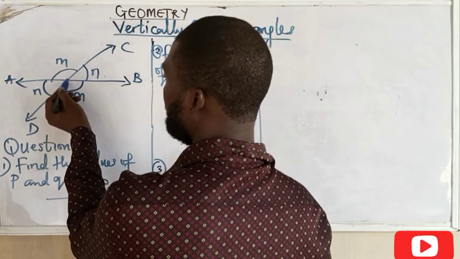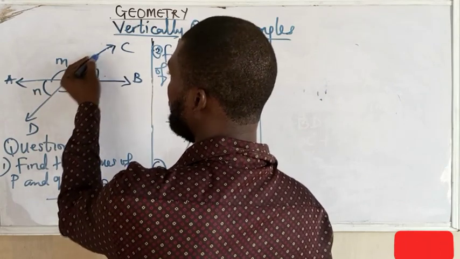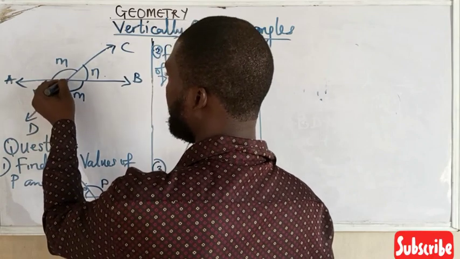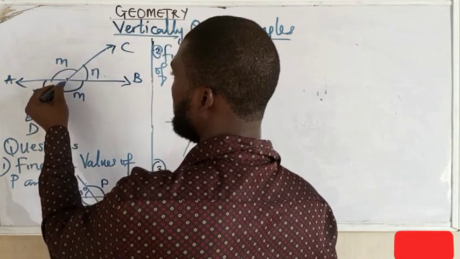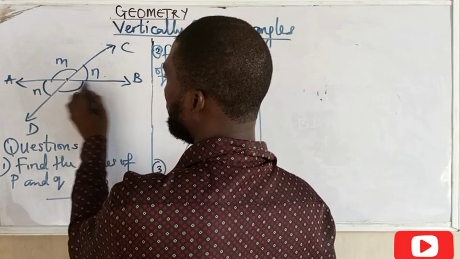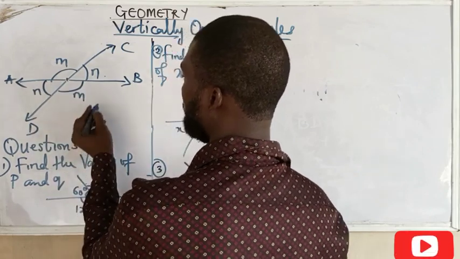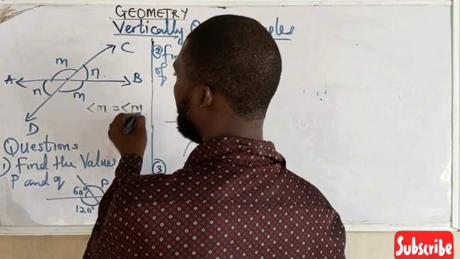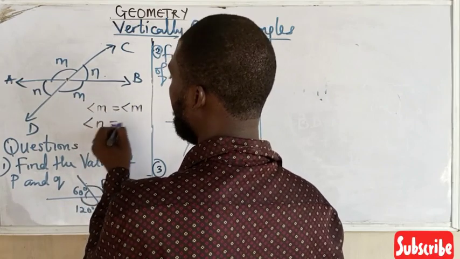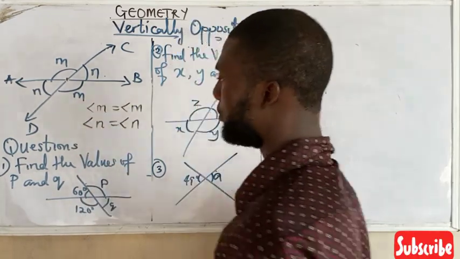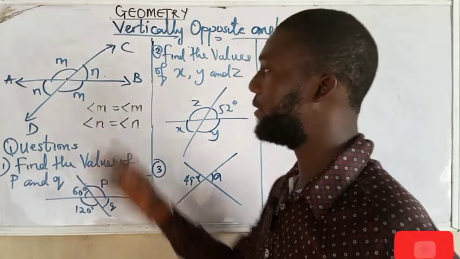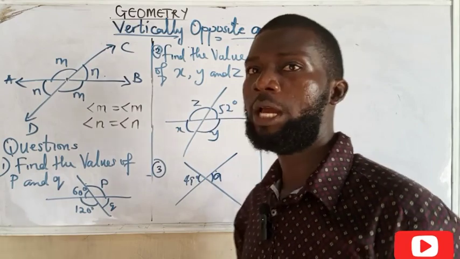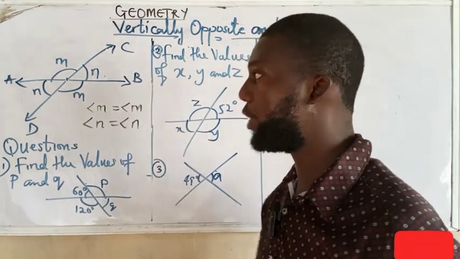Now let's look at this same point. If I trace it here, you see that they both share the same vertex point, because this angle here is also equal to this angle here. So I can say that angle M equals angle M and angle N equals angle N. So this is an example of what? Of vertically opposite angles. And there are two features you should know here.